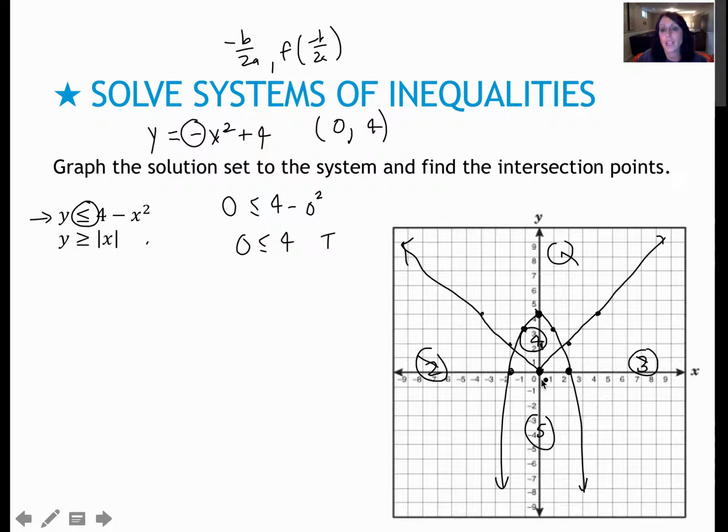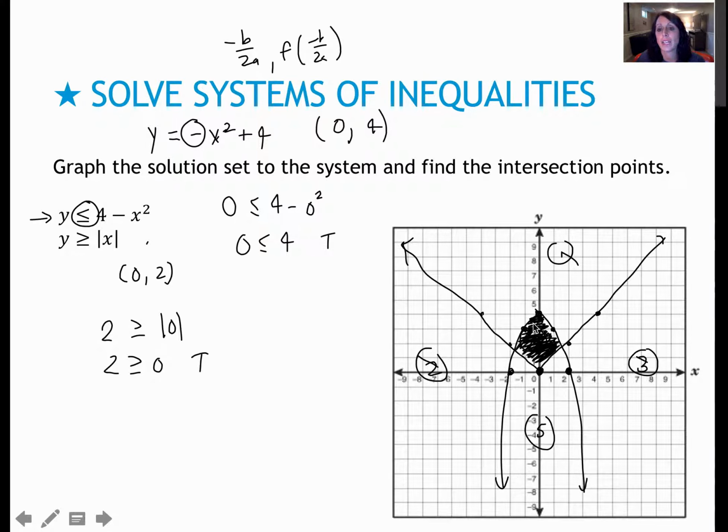to help us know if it's inside the V or outside of the V. I'm going to choose the test point 0, 2, which is right here. So 0, 2 means 2 for y, 0 for x. That gives me 2 is greater than or equal to 0, which is, of course, true. 2 is greater than 0, which means it should be shaded inside the V, which means now it's all of this stuff.